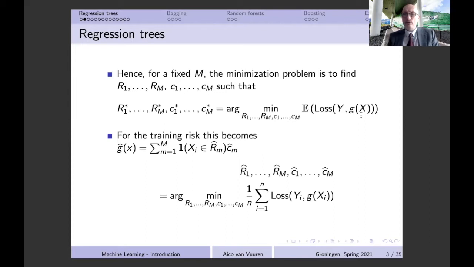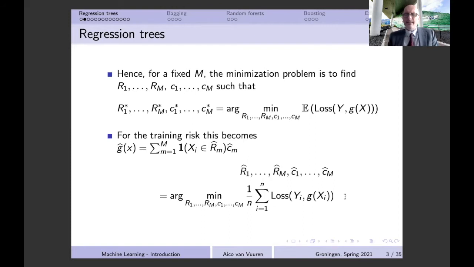So therefore, we are going to do something instead. The trick that we are going to use is always the same in machine learning. And that is that instead of using the theoretical risk, we're going to use the so-called training risk as we have defined it over here. So therefore, we're going to look for R1 hat till RM hat and C1 hat till CM hat that is going to minimize this training risk that we have over here.